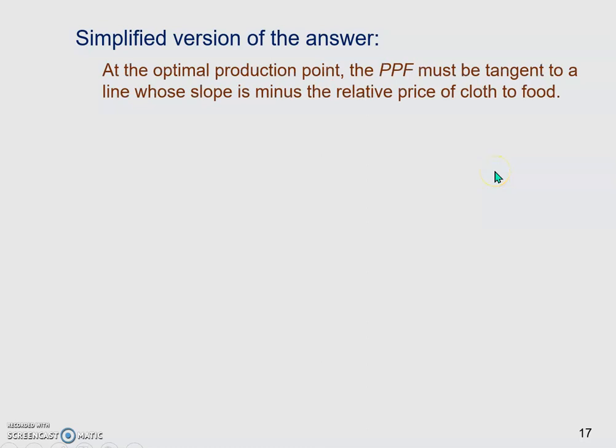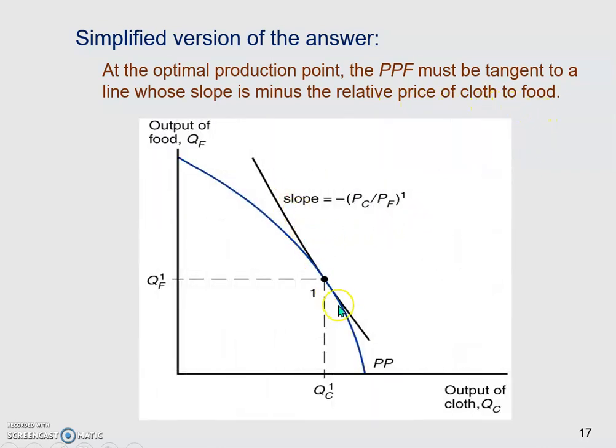Now here, the simplified version of the answer is that at the optimal production point, the PPF must be tangent to a line whose slope is minus the relative price of cloth to food. Again, we already discussed this before, right? And so at this point, suppose it's optimal, then the slope should be equal to this. In other words, if you pick other points along the PPF, the slope should not be equal to this. So we should only find one point on the PPF like this.